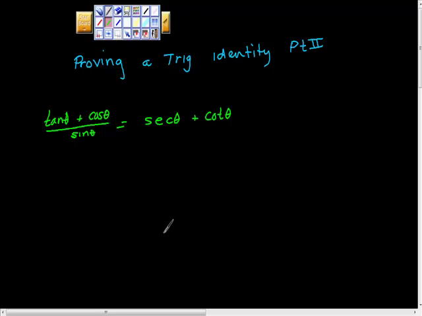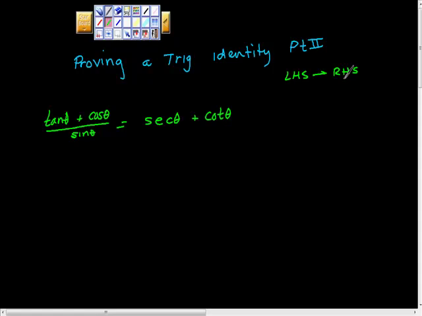Quick follow-up to the last video, proving a trig identity part 2. Just going to do this one as quickly as possible. A couple people asked me this question, so let's take a quick look at it. Here, remember that we're going to transform the left-hand side into the right-hand side without changing the right-hand side, right?